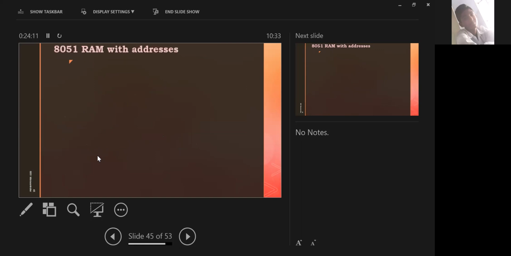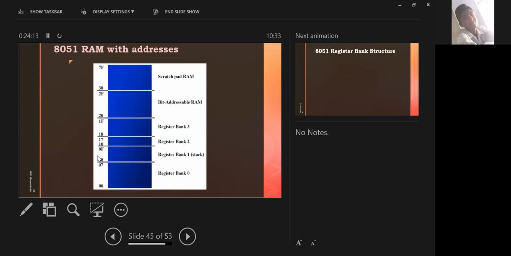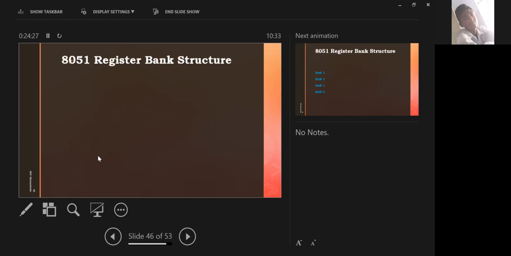So any sort of program can be written. Then we have the 8051 RAM with addresses, so that whatever I have told you in the last slide is being given over here. These are the banks, then bit addressable RAM, and scratchpad RAM is shown over here. Okay. Then the 8051 register bank structure.